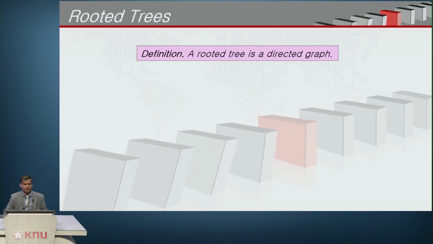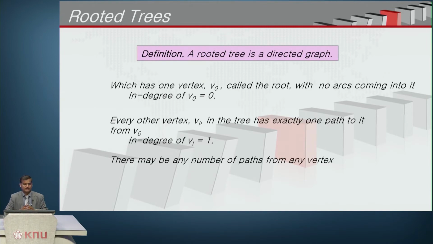Let's go on to the rooted tree. A rooted tree is a directed graph which has one vertex, say V0, called the root, and has no arc coming into it. So every other vertex has only one path from the root. So there may be any number of paths from any vertex.